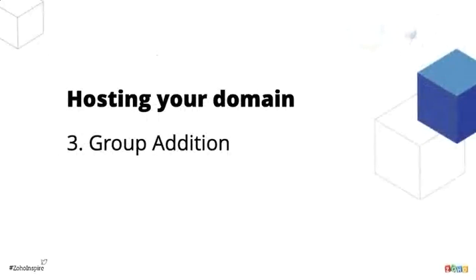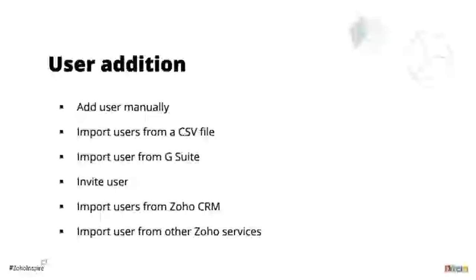So that was about the multiple ways in which you could add users. To quickly recap, you saw that you could add users manually or by using a CSV file. Instead of that, you can also import users from G Suite, or you can invite users. And finally, there are also options to add your users from other Zoho services as well.